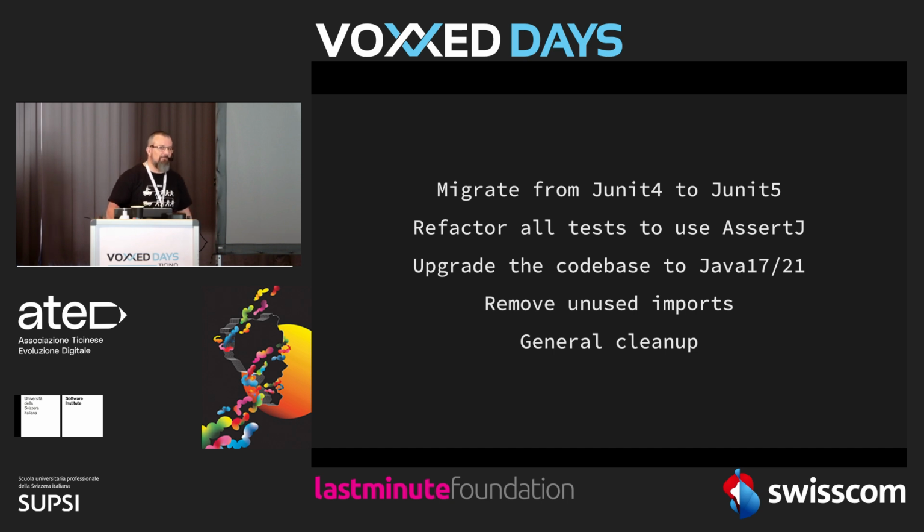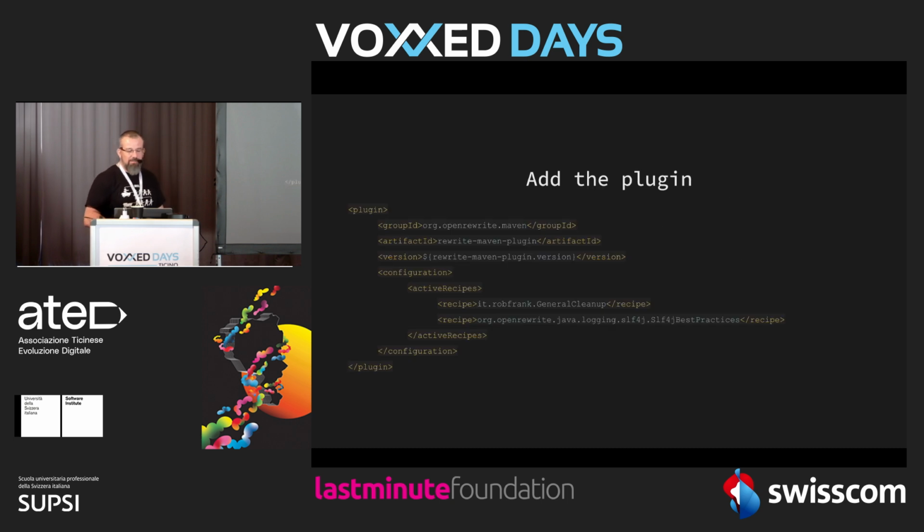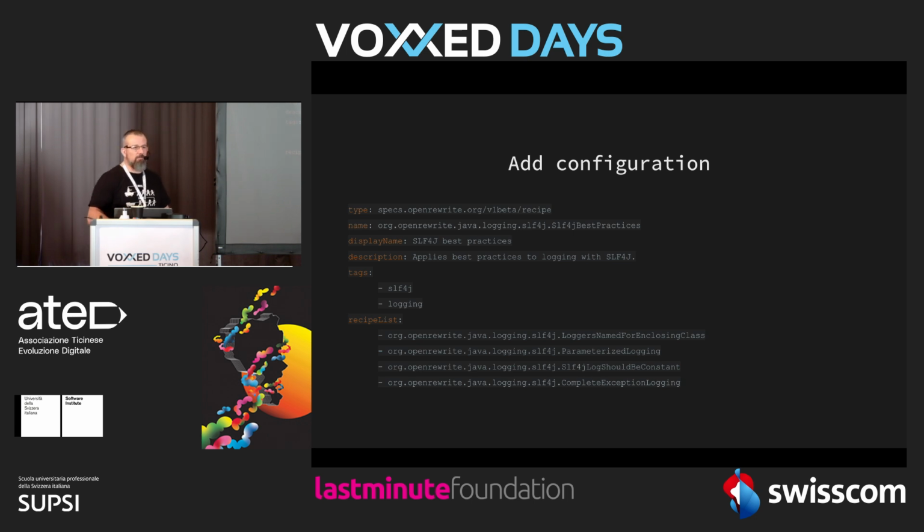So again, we can add the plugin and add a list of recipes to be executed, and there are a lot of rules available. Small rules, combined rules, so a sort of composite rules that you can use together. And of course, there is also a YAML file to configure them if you want. And just run the rewrite Maven plugin run, and it does the job.